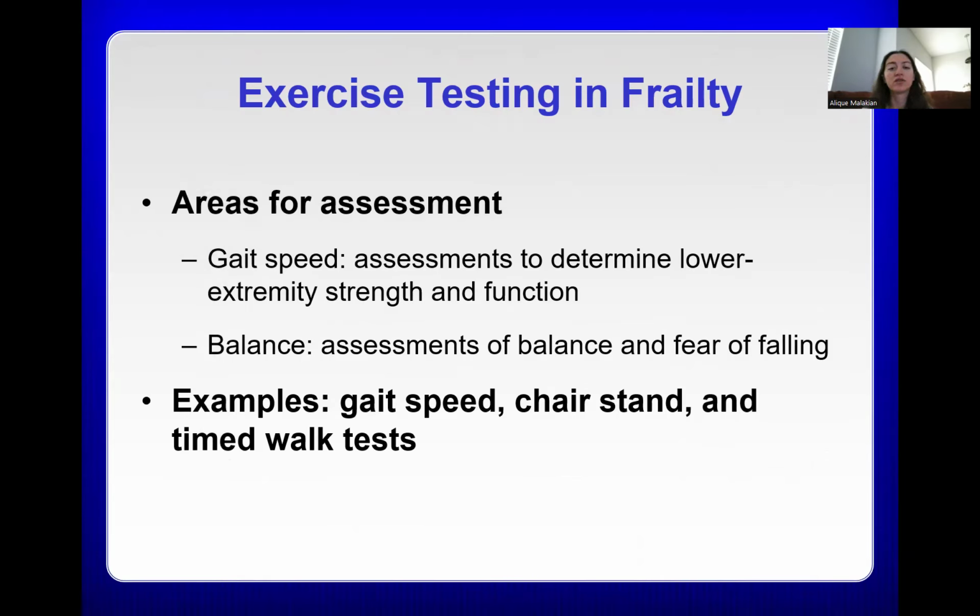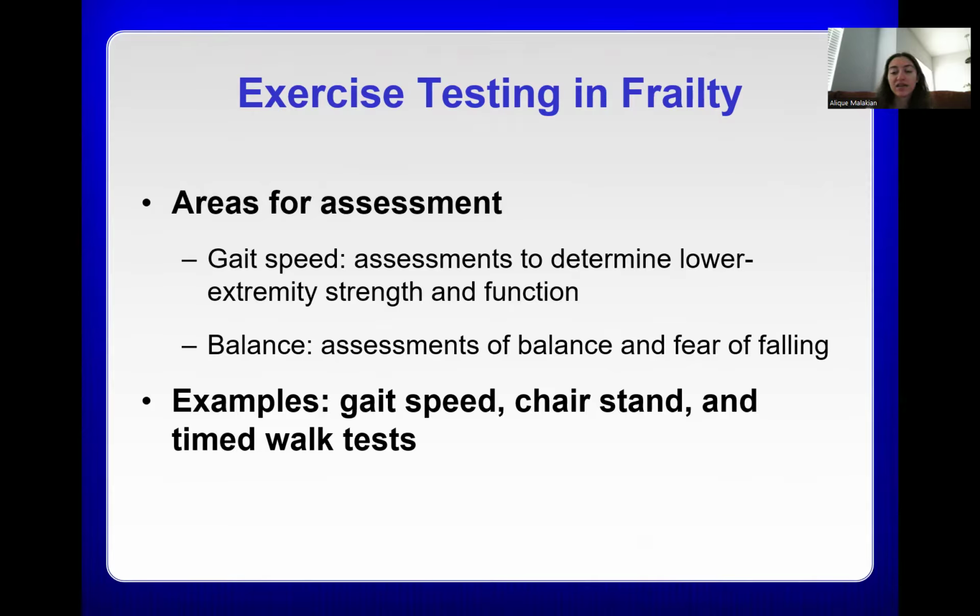So we've talked about early detection being an important part of preventing frailty. So the areas for assessment here that you can do to assess if someone's heading in that direction is first off, gait speed. So we've talked about gait speed before, because we've talked about the different tests that we can do to assess it, and the slower that people do it, it usually determines their outcomes. So assessments to determine lower extremity strength and function would be really helpful here. And then balance, because we talked about a risk of fall.